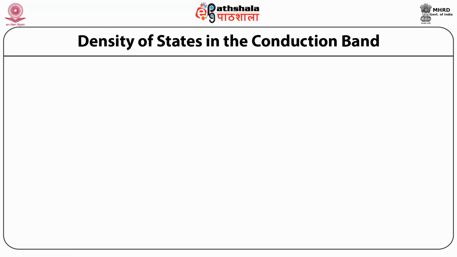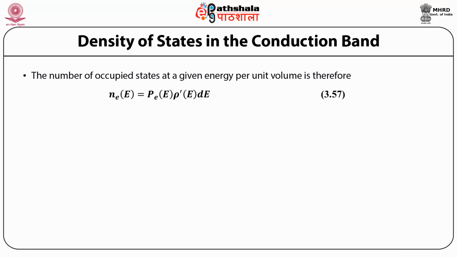Therefore, rho prime dE is the number of states per unit volume. So the number of occupied states at a given energy per unit volume is N(E) equal to P(E) rho prime(E) dE, where the Fermi-Dirac distribution is P(E) equal to 1 by 1 plus exponential (E minus EF) by kT. Now here EF is the Fermi energy.